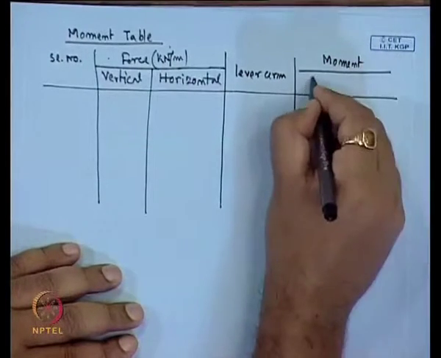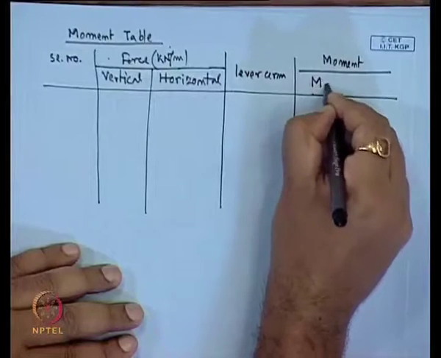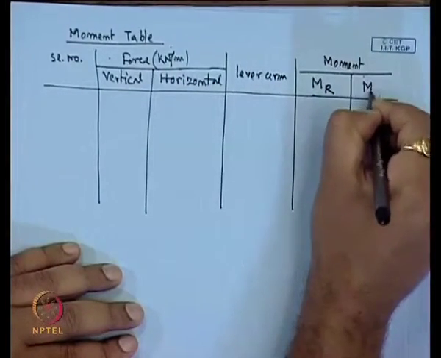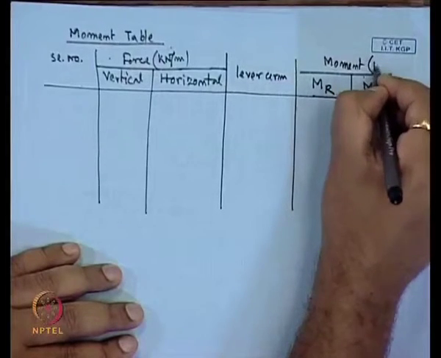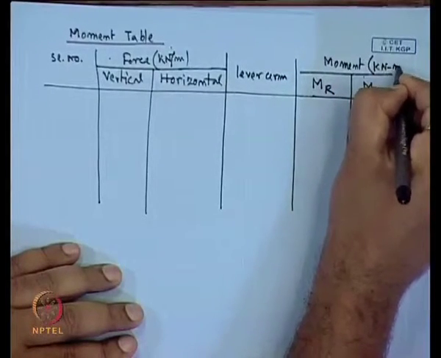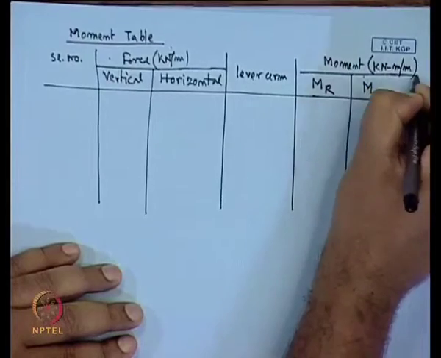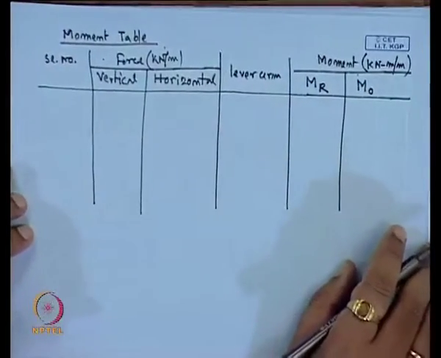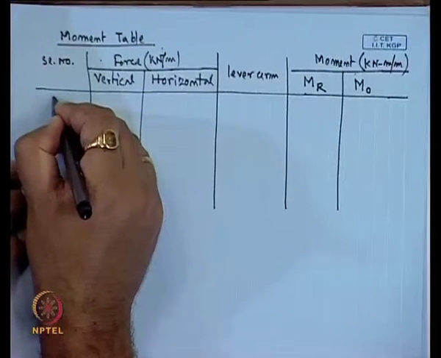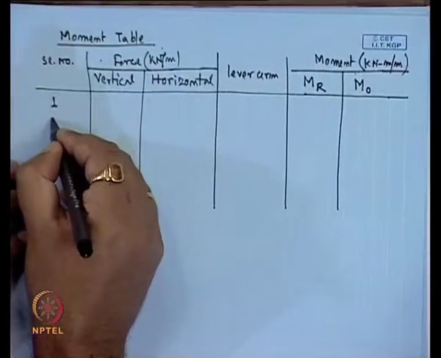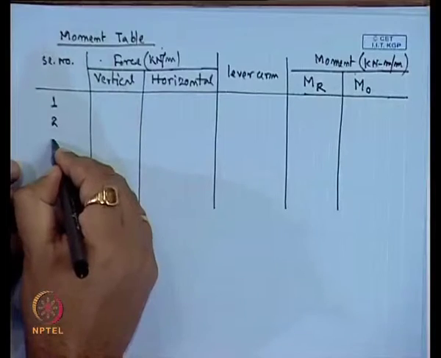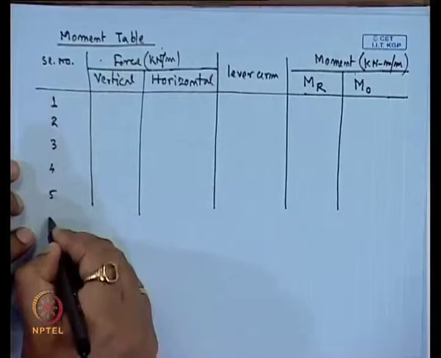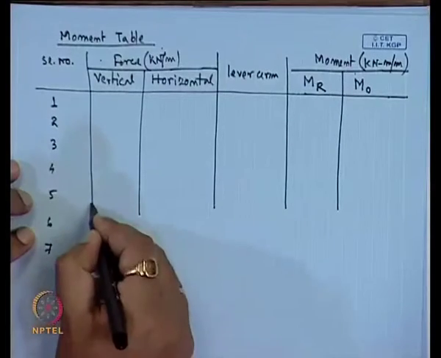Now, this moment can be the resisting moment Mr, and this can be the overturning moment Mo. This is in kilonewton meter per meter. First, we will go for again these 7 forces that we have taken: first, second, third, fourth, fifth, sixth, seventh.